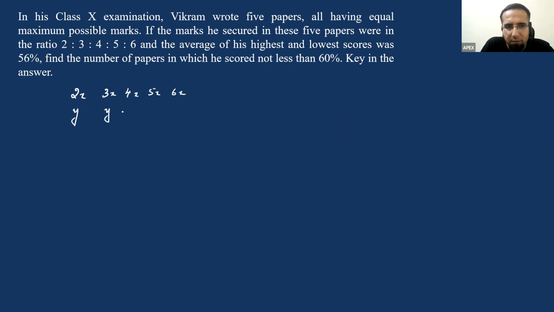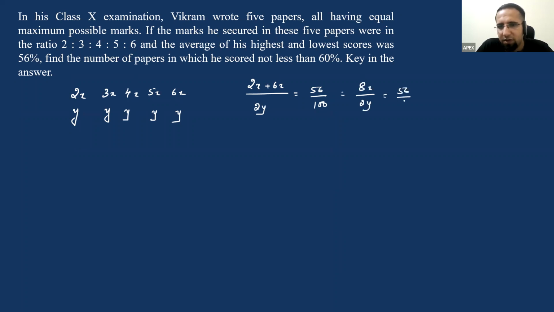And the maximum marks I'm assuming in each subject are y. Now the average of the highest and the lowest: 2x plus 6x divided by 2y should be equal to 56 divided by 100. So what do we get from here, guys? We get 8x divided by 2y is equal to 56 by 100.